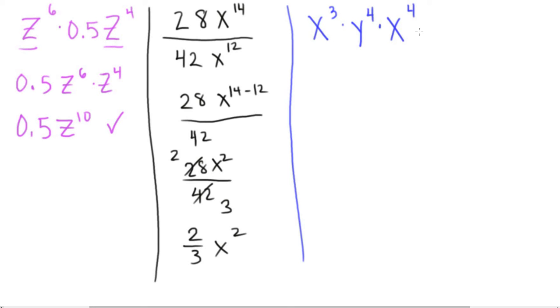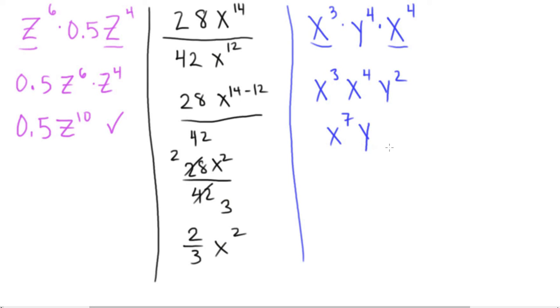So feel free to pause the video and try the following example. I have x cubed y to the 4th x to the 4th. Well, we see these two bases are the same, even though they're separated by that y. We can bring those together to make it a little bit clearer. So x to the 3 plus 4, we know that those exponents add. That's x to the 7th.